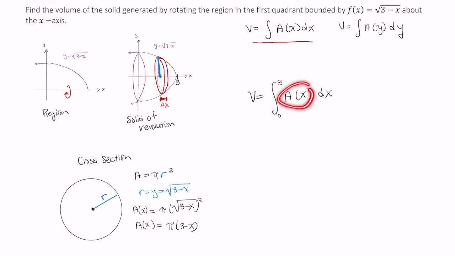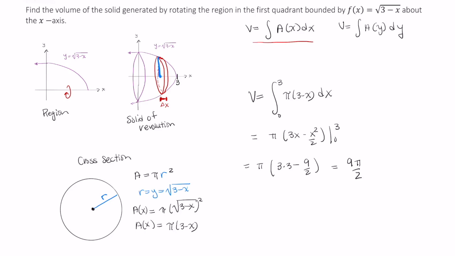But instead of writing A of x here, I can replace that with this formula. So let me go ahead and do that now. All I'm doing is, you can see I made a copy of this, and I'm going to move it here because that's my area formula. So let's go ahead and integrate. Integrating, we get pi times 3x minus x squared over 2, and we're evaluating from 0 to 3. So this becomes pi times 3 minus 9 over 2, and this will simplify to 9 pi over 2. So the volume of this solid here is 9 pi over 2.